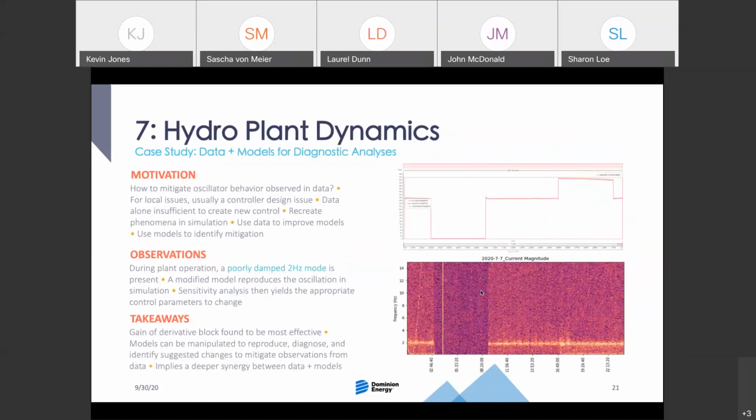Now, we've been talking a lot about power electronics because of inverter-based resources and StatComs and SVCs, but there's a lot of other valuable assets on the system that we can look at from this perspective as well. In particular, our spinning metal, our existing generators. And so we've looked, in this case, at one of our hydro plants, and we were able to observe a fairly constant 2 hertz mode of oscillation that was present whenever the unit was in operation.